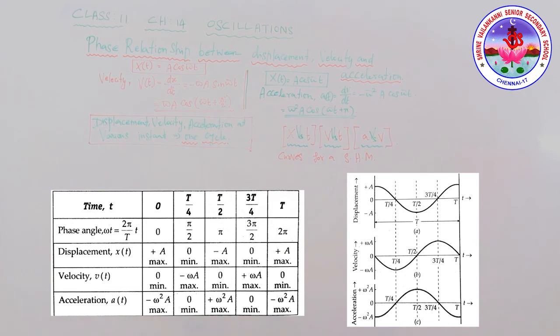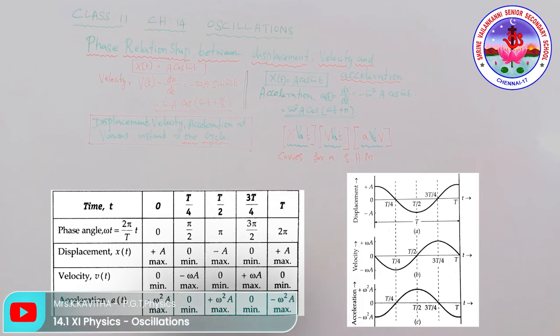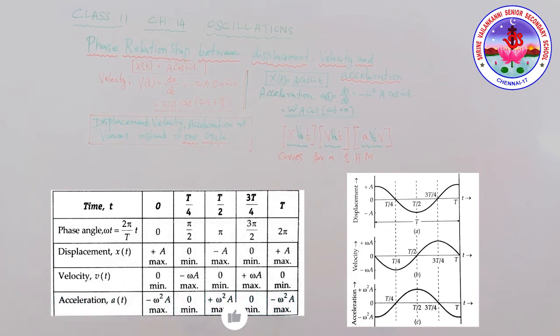So you have to compare the tabular column with the graph. This is for one complete cycle. We have illustrated the graph. So this is the phase relation between the displacement, velocity and the acceleration.